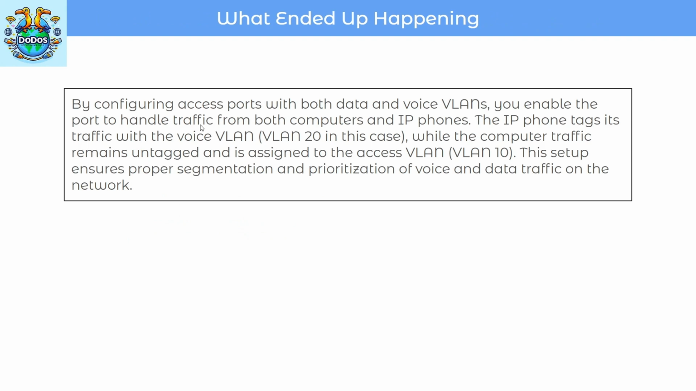What happens is, by configuring the access ports with both data and voice VLANs, you enable the port to handle traffic from both computers and IP phones. The IP phone tags its traffic with the voice VLAN, VLAN 20 in this case, while the computer traffic remains untagged and is assigned to the access VLAN, VLAN 10. This setup ensures proper segmentation and prioritization of voice and data traffic on the network.